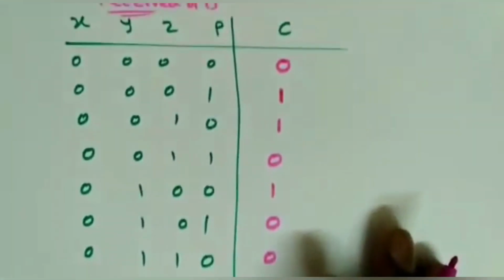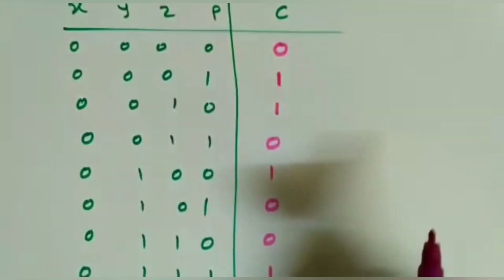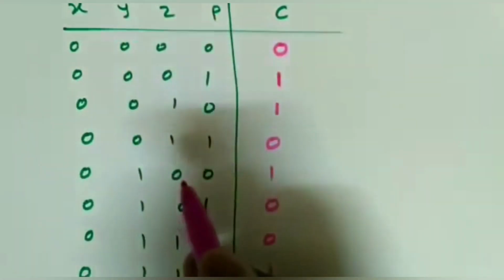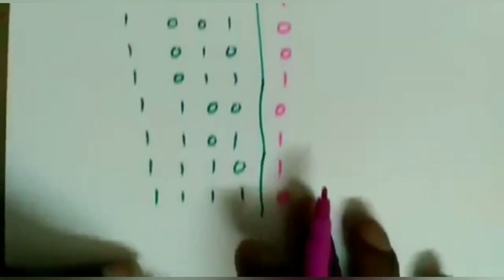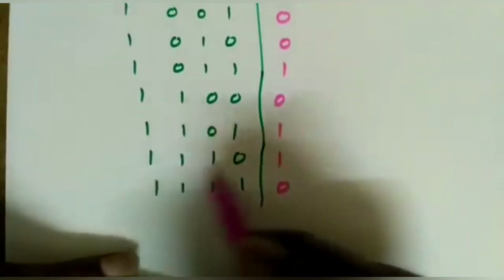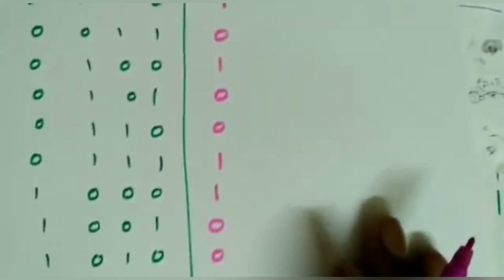So this is the even parity checker, the output function. Now how to design a circuit from the truth table. If you see, this function is nothing but: whenever an odd number of ones is there, the output function is 1. So it is nothing but a 4-variable exclusive OR function. You can verify it against the whole truth table. With an even number of ones, the output is 0. With an odd number of ones, the output is 1.